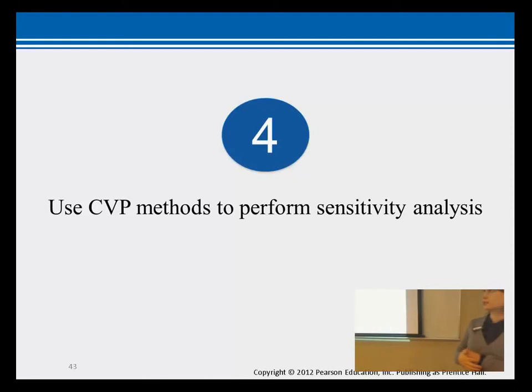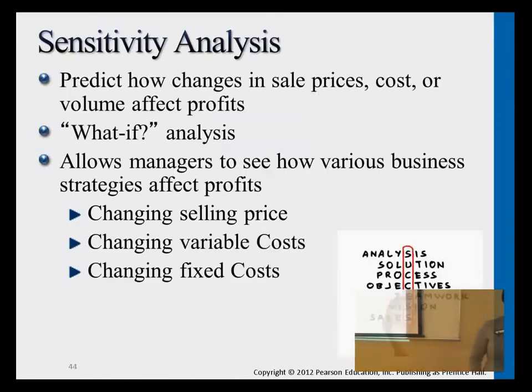So the fourth objective is using the CVP method to perform sensitivity analysis. So why do we need sensitivity analysis? We want to understand, as managers, how our price fluctuates and what it depends on. So all sorts of understanding from the manager, why can that happen?